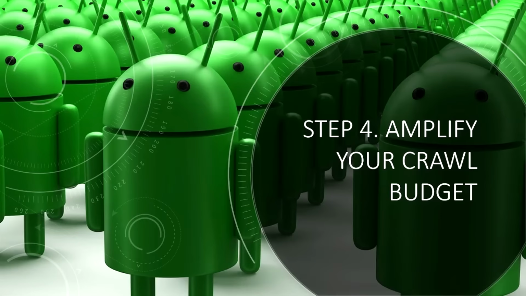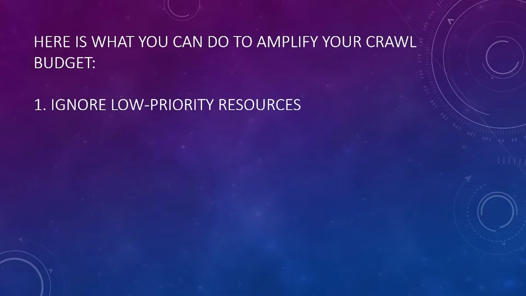Now, depending on how important your website is, Google will give you a certain amount of crawl budget. If your pages are light and your resources are easy to access, then this budget will go a long way. But if there are too many redirects, dead ends, then your budget will be spent before it even gets to the important pages. So here's what you can do to amplify your crawl budget.